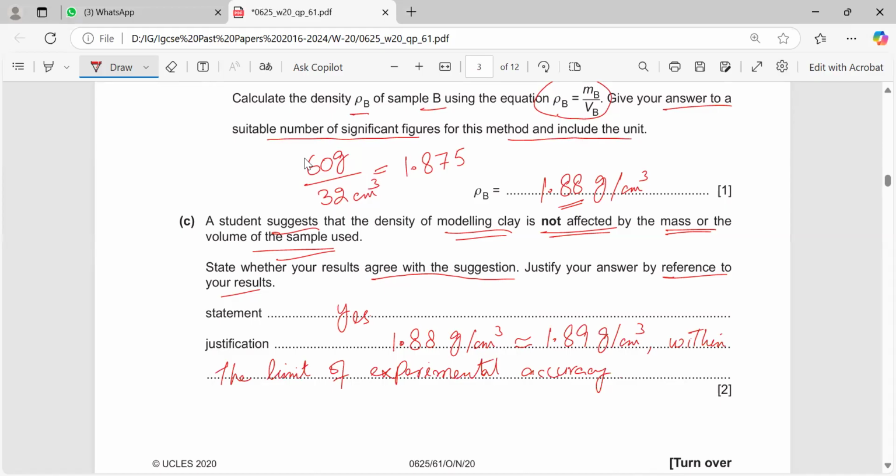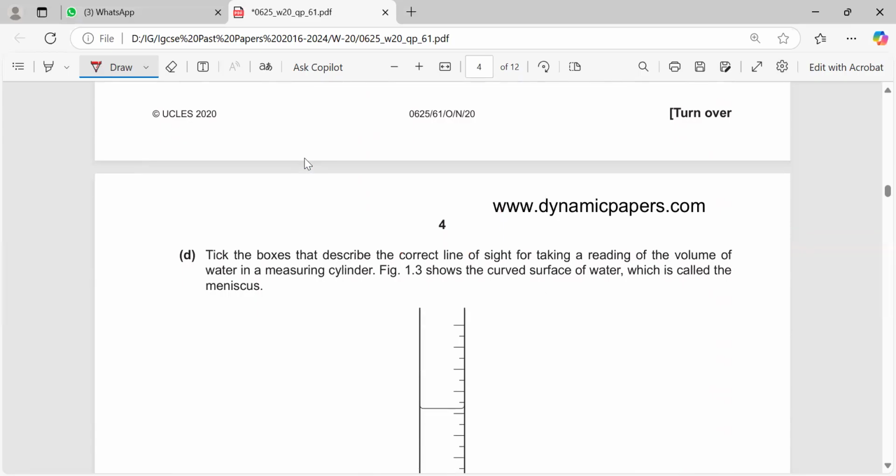So if it is more than 10%, like your percentage error is 30%, so it means you write the statement no, and outside the limit of experimental accuracy. No need to give any detail within the statement. It is recommended by the examiners that you can write either yes or no according to the situation or the numerical values which you are having. Okay, let's move forward now.